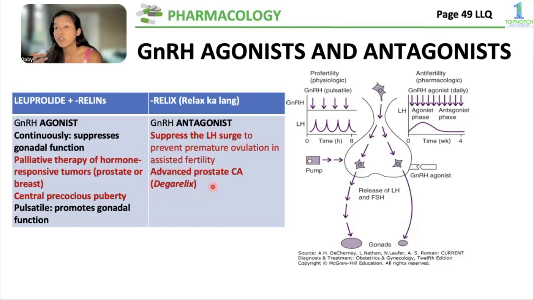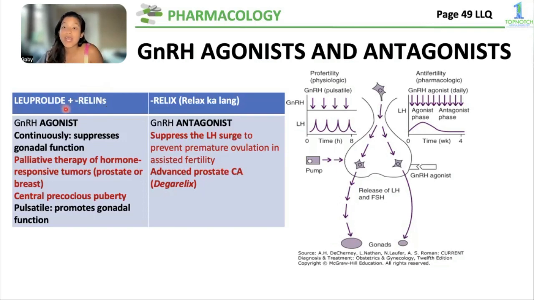Therefore, if we reduce the amount of gonadotropin-releasing hormone effect, we can also reduce the hormones which will act on your prostate cancer cells. You have your GnRH agonists naman. So remember, if you give it pulsatile, it is pro-fertility. If you give it continuously, it is anti-fertility. So yung mga agonists mo are the ones that end in relin and your leuprolide.